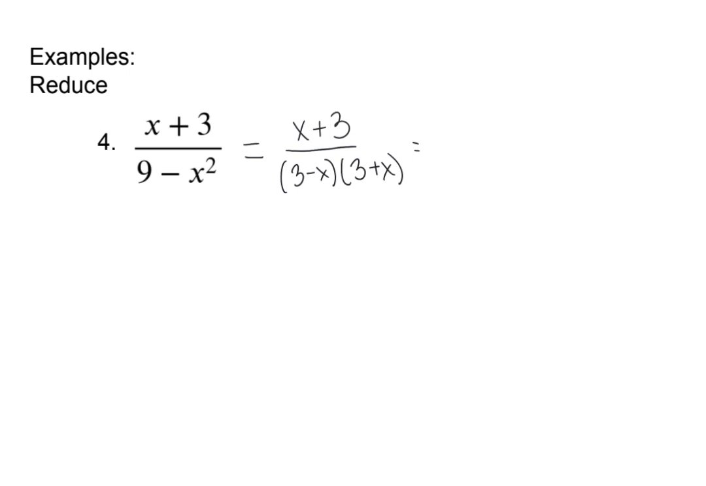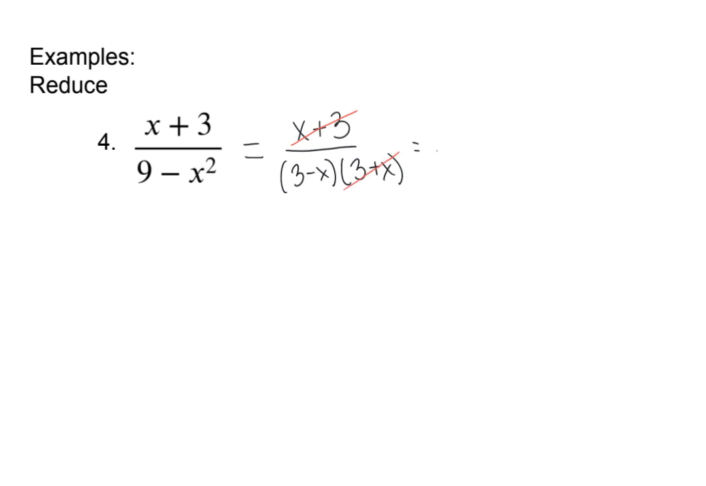Now that it's in factored form, I actually see a set of common factors. They look a little funny, but x plus 3 up here is the same factor as 3 plus x. Because remember, addition, you could write it either way. And so I can cancel this x plus 3 with this 3 plus x because they match.